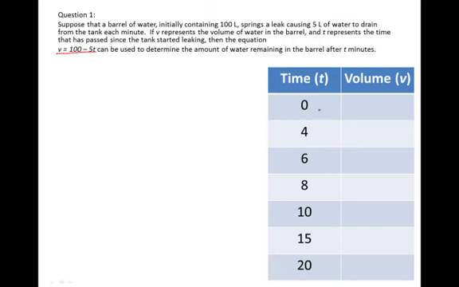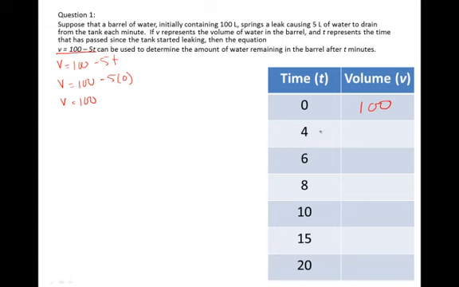In my first instance, T is 0. So I'm going to have here my formula, V equals 100 minus 5T. Now, T is 0. So I'm going to go V equals 100 minus 5 times 0. Negative 5 times 0 is just 0. So I'm just going to be left with V is 100. So I'm going to have here V. In the very beginning, there is 100 liters in the barrel.